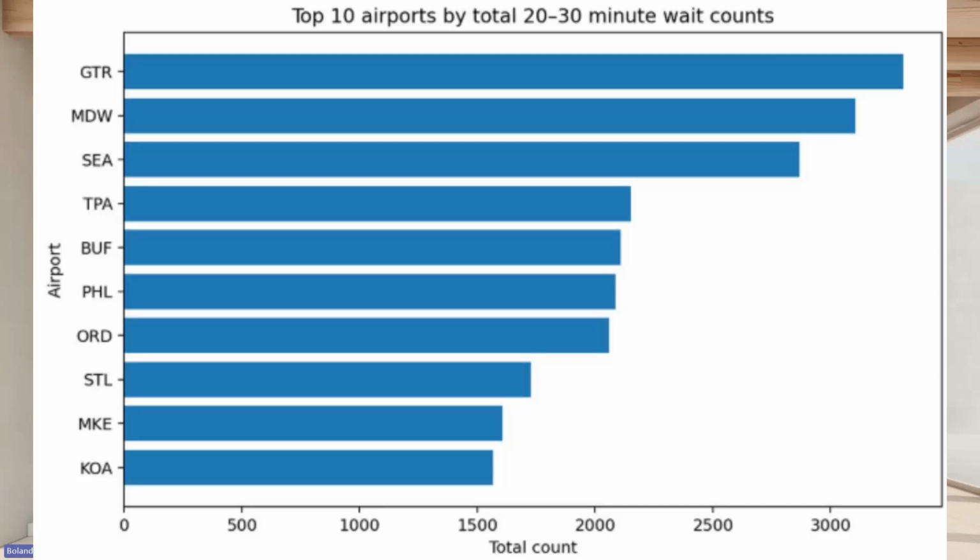Finally, the analysis reveals that a relatively small number of airports account for a disproportionate share of moderate delays. The main offenders are the regional airport Golden Triangle out of Mississippi, followed by larger hubs such as Chicago's Midway, Seattle-Tacoma, Tampa Bay, Buffalo, Philadelphia, Chicago O'Hare, St. Louis, Milwaukee, and Hawaii's smaller Kona Airport rounding out the top 10. This indicates that congestion is influenced not only by airport size, but also by operational factors, demand patterns, and potentially staffing or infrastructure differences. Overall, the data set shows that TSA delays are typically manageable and become concentrated in specific locations and time periods, reinforcing the importance of targeted capacity planning and seasonal preparedness.